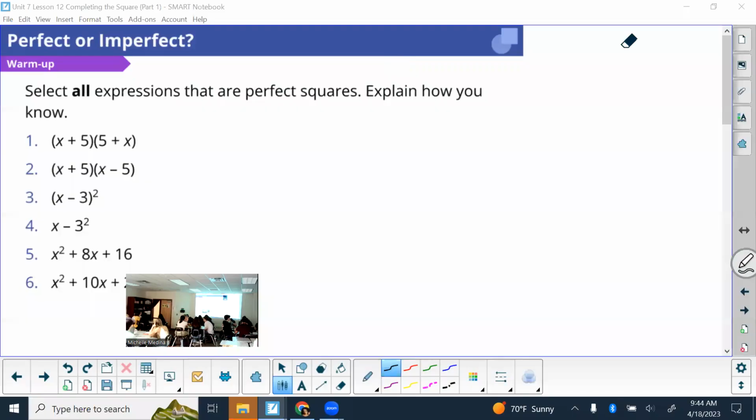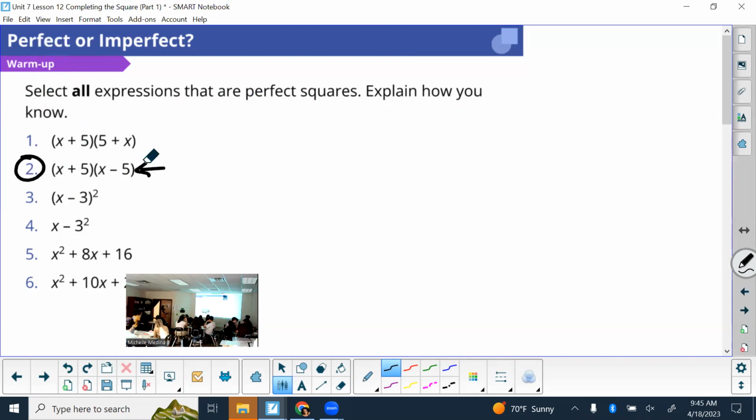Oh, table 5, can you tell me one of the perfect squares, if any? So just give me one. All right, class, do you agree that this one's a perfect square? Yeah. Anyone disagree? Okay, Ryan, why do you disagree? These are different. That's why it's not a perfect square.